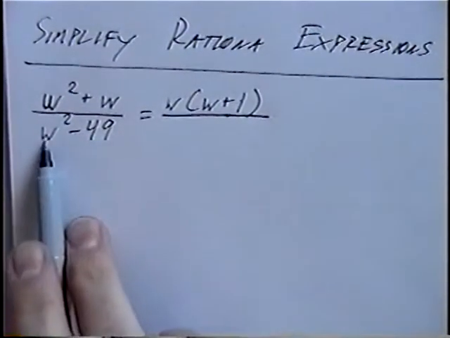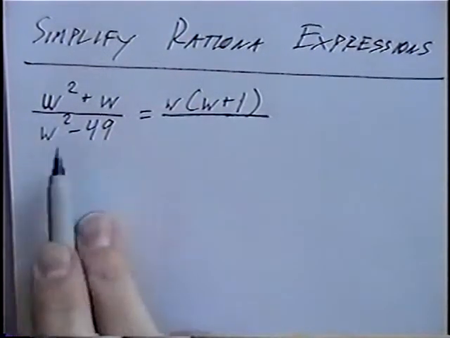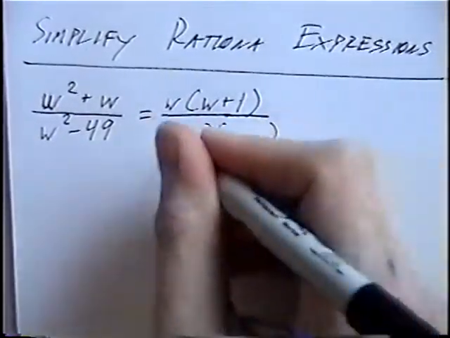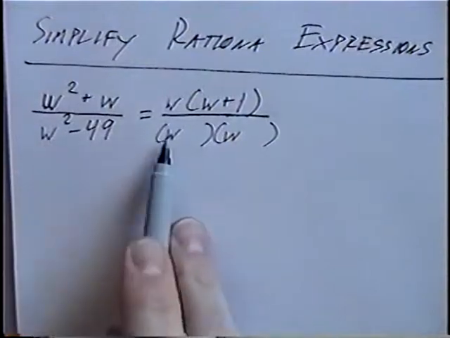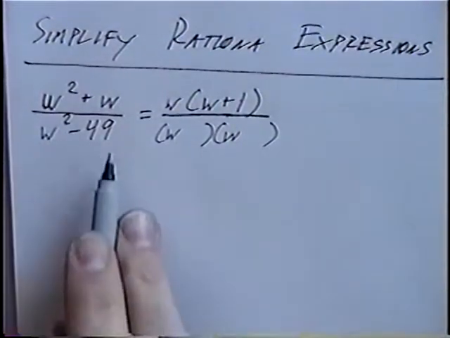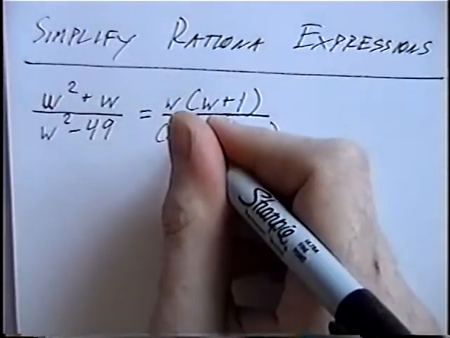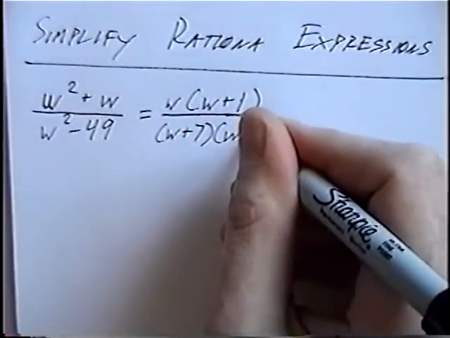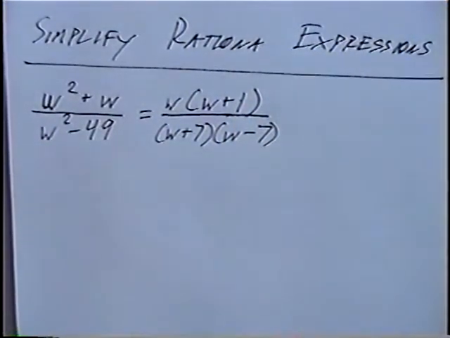For the denominator, w squared minus 49 is a special factoring. This one is the difference of squares, where you can take the square root of each term. The square root of w squared would be w, and the square root of 49 would be 7. So we'll have w plus 7 and w minus 7. When you take the square root, one would be positive and one would be negative.